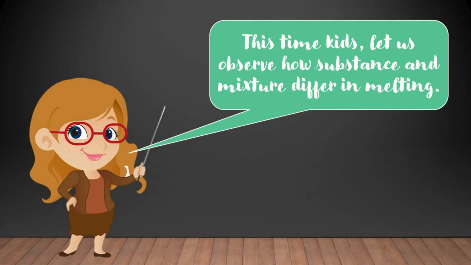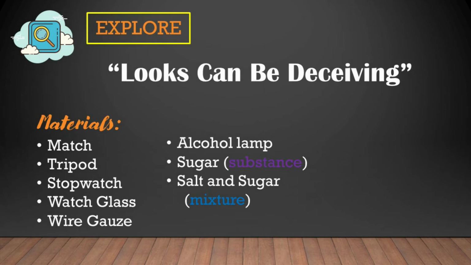This time, kids, let us observe how substance and mixture differ in melting. Please prepare yourselves for another activity. This activity is entitled Looks Can Be Deceiving. Materials: match, tripod, stopwatch, watch glass, wire gauze, alcohol lamp, and sugar for the substance, salt and sugar for the mixture.